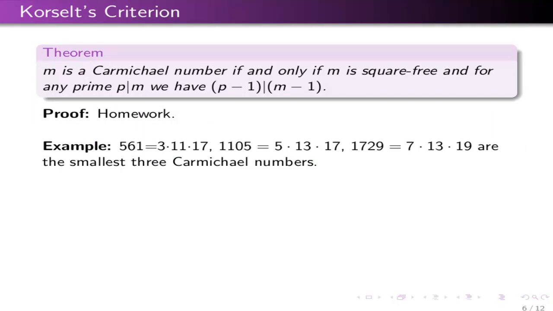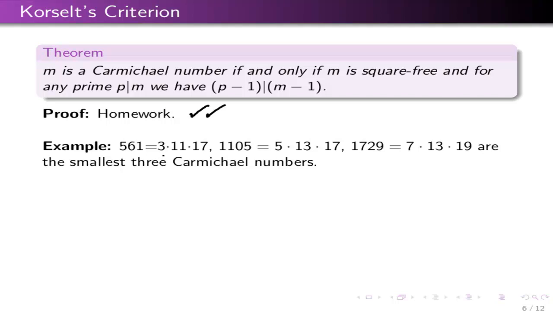And there's a simple criterion called Korselt's criterion for characterizing such numbers. So m is a Carmichael number if and only if m is square free, and for any prime divisor p of m, p minus 1 is a divisor of m minus 1. And so to look for Carmichael numbers, we try to find numbers that have this type of divisibility criterion. I'll let you prove the theorem in your homework, but here are the first few examples.